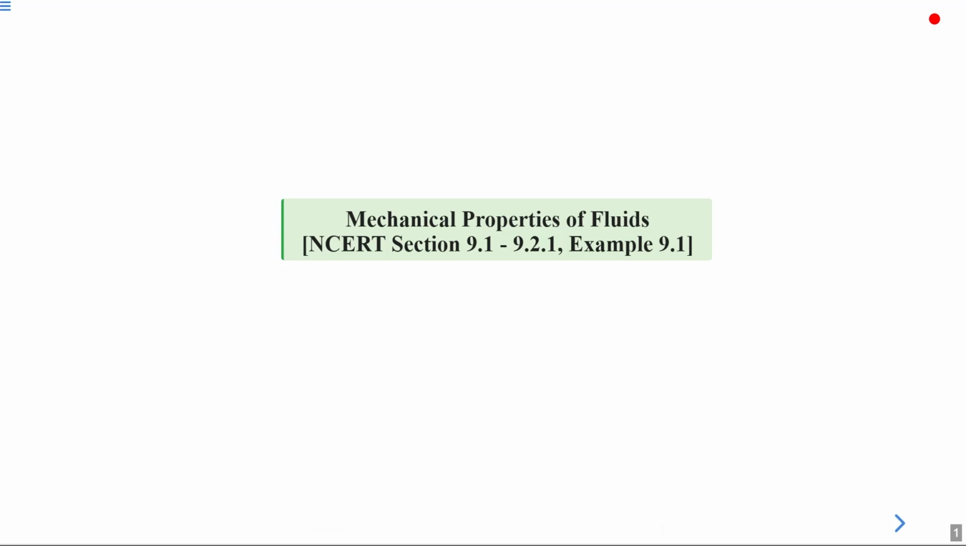Hello students, in today's lecture we are going to learn about mechanical properties of fluids, NCERT section 9.1 to 9.2.1. We will also solve an example 9.1.